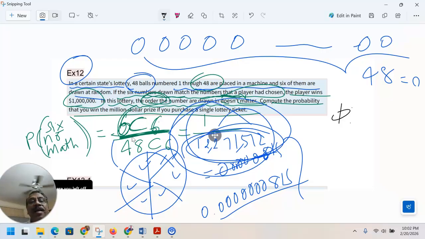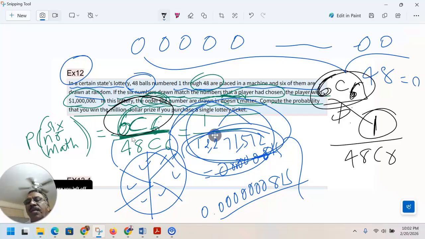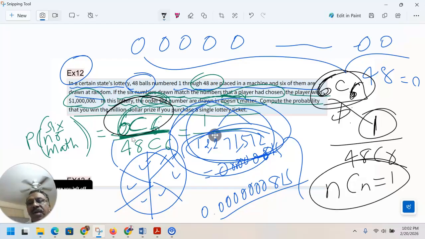So the confusing part is this: there's only one way you can win the lottery, right? Everybody understands that. But what that basically means is, when you pick six numbers, you had six, and all six are correct. That's what that C6 means. And the formula is, when you have NCN, it's always one. But if it is NPN, then it is N factorial. So you have to be careful.